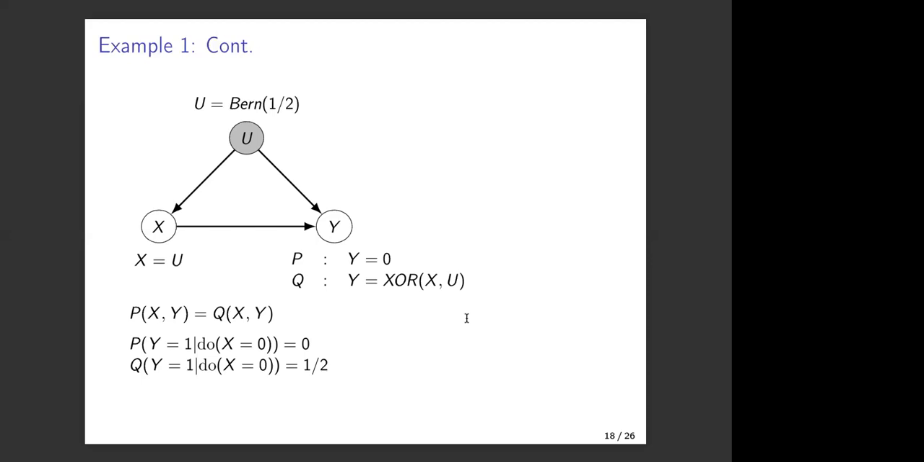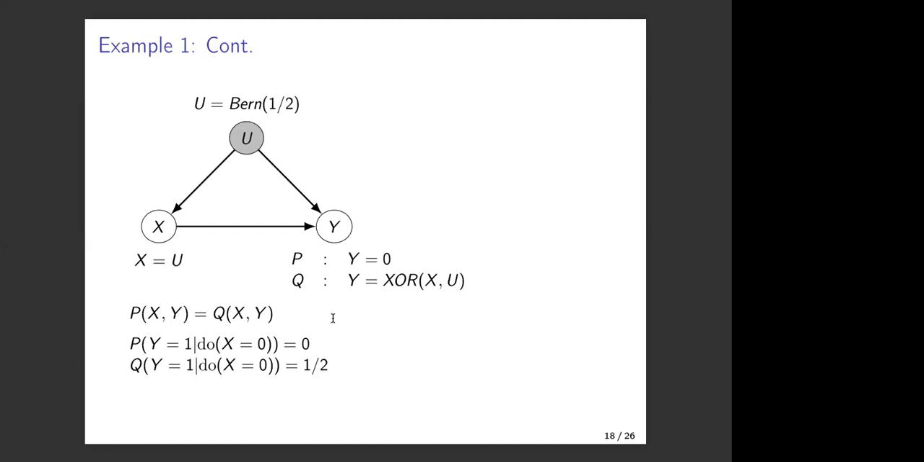Yeah, so I had the calculation here, but you can verify that P(x,y) and Q(x,y) are the same. But if I intervene on X and set it to 0, in P, Y is always 0, so Y equal to 1 has probability 0. But in the second distribution, when I set X equal to 0, Y basically copies U, so it has a half probability of taking 1. Okay, so that's the example.